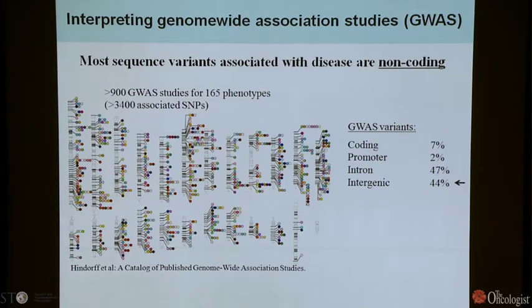So these sequence variants aren't affecting the proteins. They're not changing the amino acid sequence of the proteins. Rather, they're acting in promoters or introns, or most often in intergenic regions outside of the genes, really suggesting that they're probably playing some kind of regulatory role to titrate gene expression.